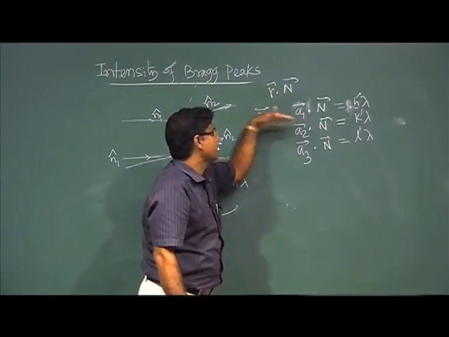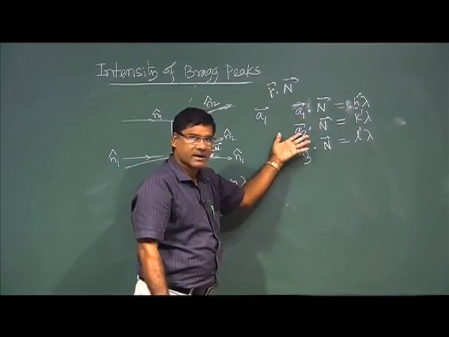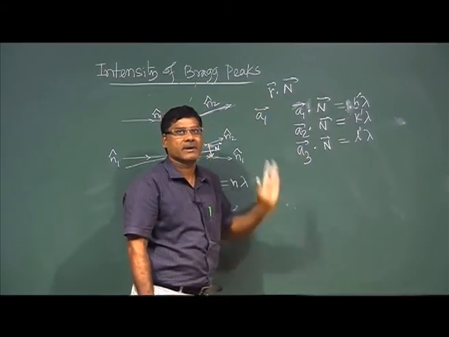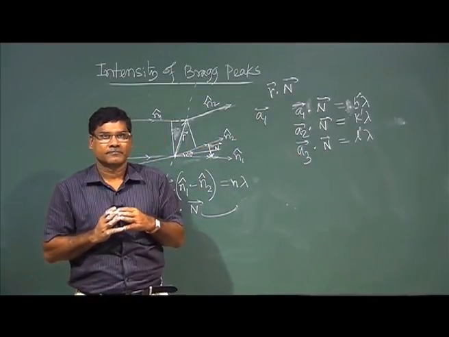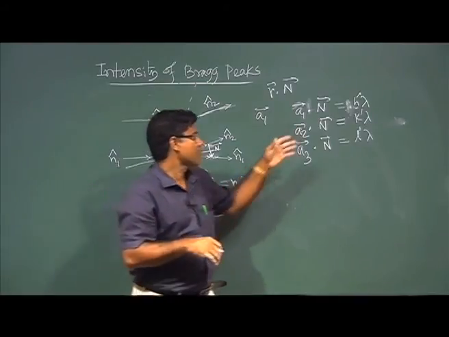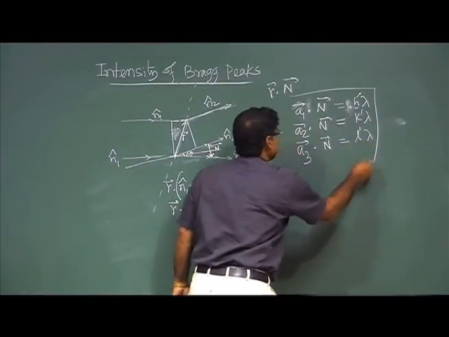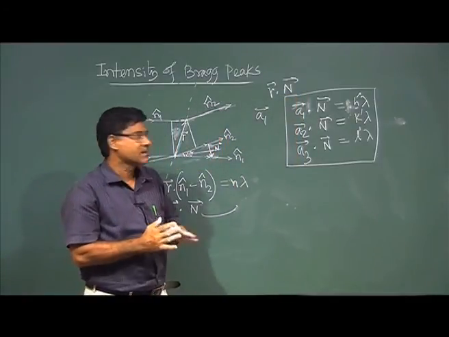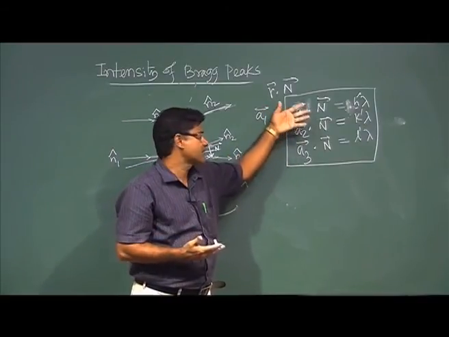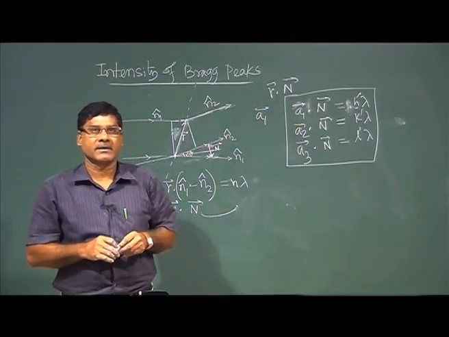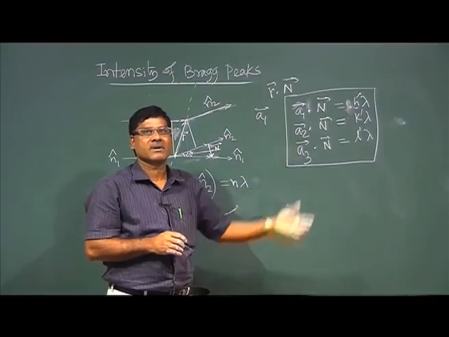Now I have taken this along a row, in the A1 direction. It will work individually in the A2 direction, and in the A3 direction. For 3 dimensions, I will get constructive diffraction or a Bragg peak when these 3 are satisfied together. If it is 2 dimensions, these 2 have to be satisfied. If it is 1 dimension, only this one needs to be satisfied. In 3 dimensions, all 3 conditions have to be satisfied. This is similar to the Bragg condition, the condition for diffraction.